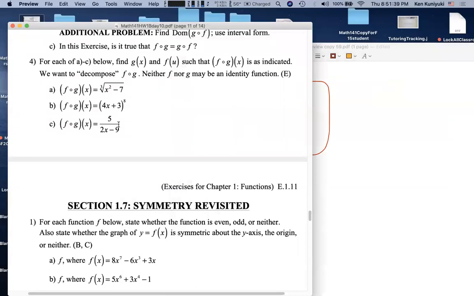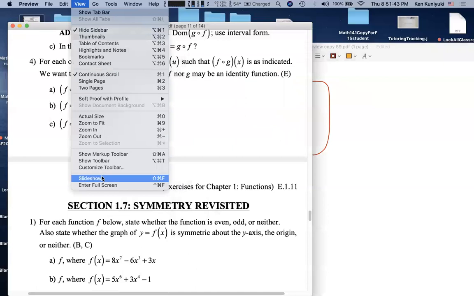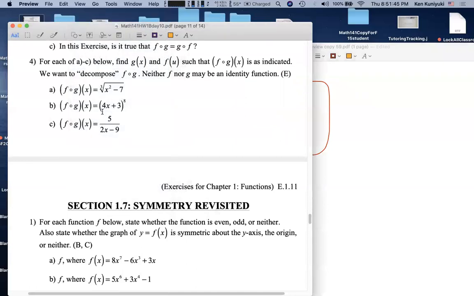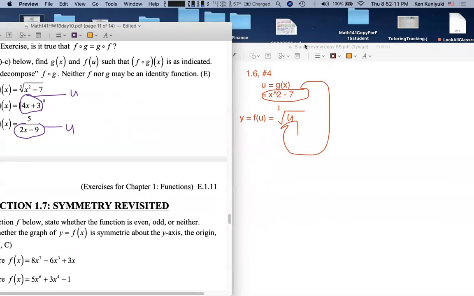You have the answers in the answer sheets, but the idea is that on here, you let g of x or u be the base. Over here, I might recommend u to be the denominator. Something that's hard to reach, something that you'd love to replace with a u. And then f of u here would be 5 over u. f of u here would be u to the 8th. Okay, so that's 1.6 number 4. Let me know if I need to elaborate on that.